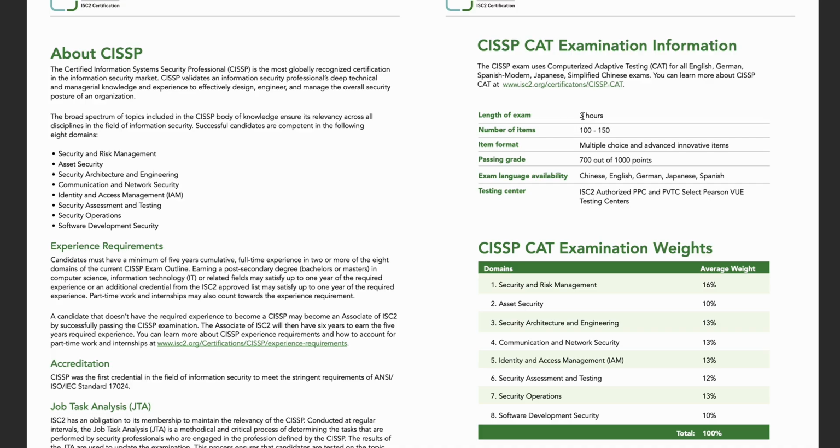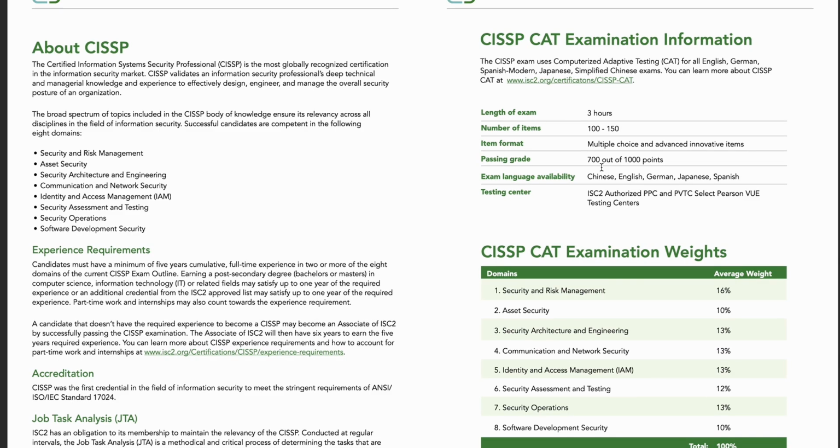So length of exam is 3 hours. Number of questions 100 to 150. Okay, no negative marking. Questions will be multiple choice, advanced innovative items. Sometimes it happens they will ask you to arrange the answers accordingly, 1 2 3 4, sort by sorting, this kind of thing. So for exam language, definitely go for English, don't go for any other language. You won't get any extra time for this. This is very common. And testing center you need to find from Pearson VUE.